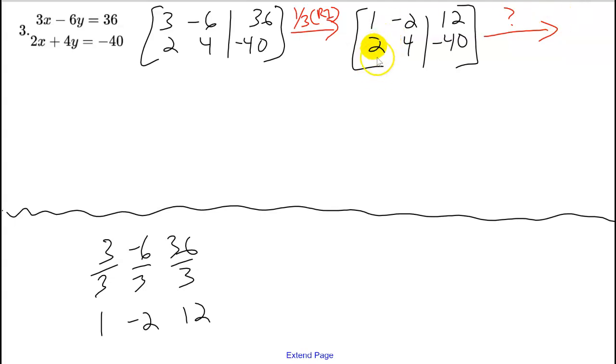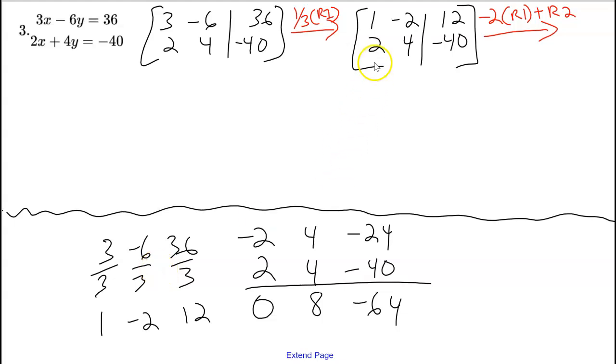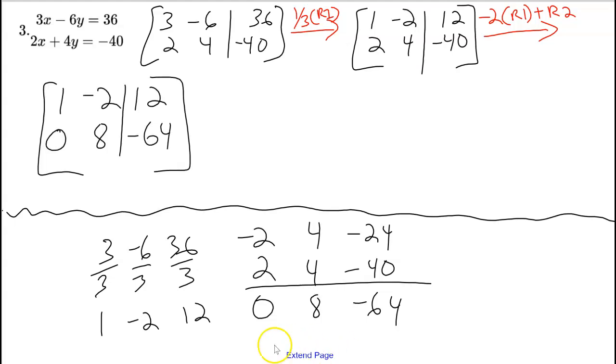All right, now what can I do to make this become 0? I can multiply the top row by -2 so that this will cancel out, and add it with row 2. So first I'm going to multiply. -2 times 1 is -2, which is what I want. -2 times -2 is +4, and -2 times 12 is -24. I'm going to take that and add it with row 2 the way it is. So I've got 2, 4, and -40. Now I'm going to add: 2 and -2 is 0. 4 and 4 is 8. And -24 and -40 is -64. So I'll take this whole row and put it here and leave that top row alone.